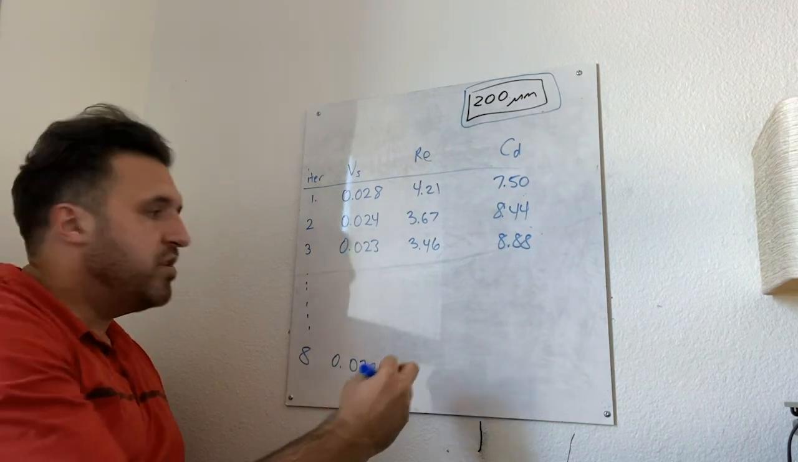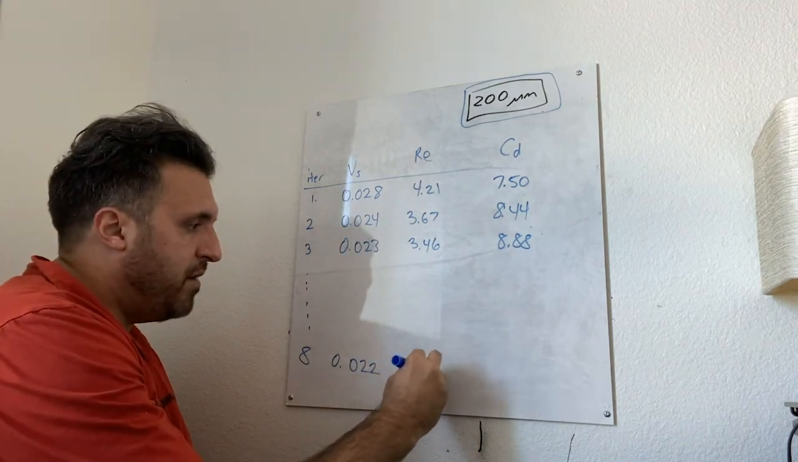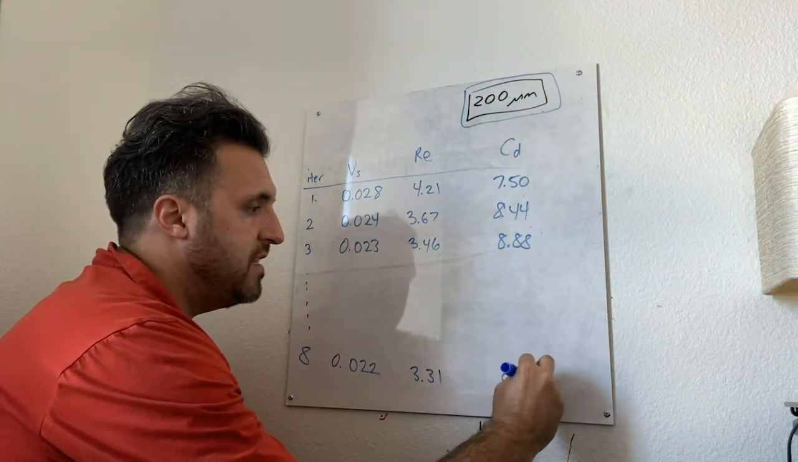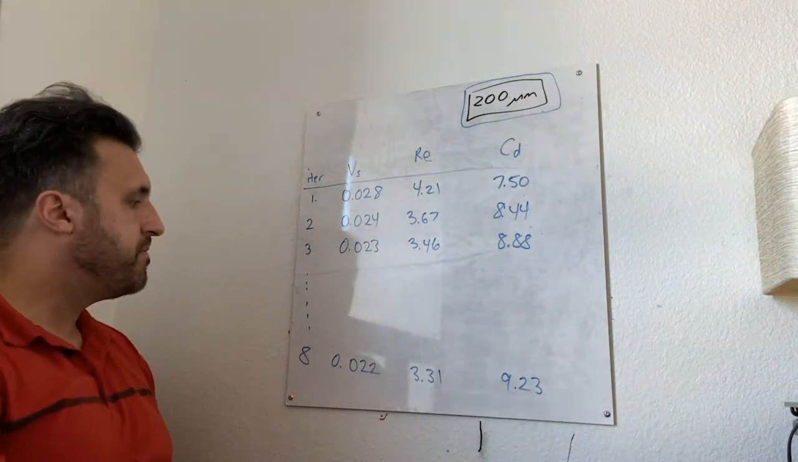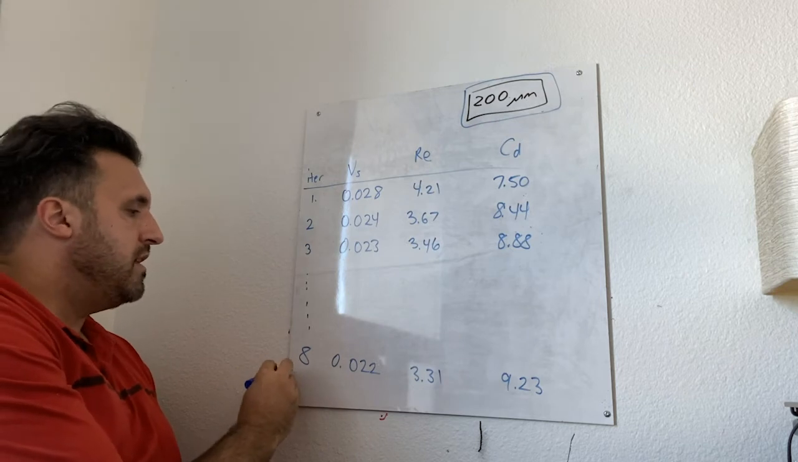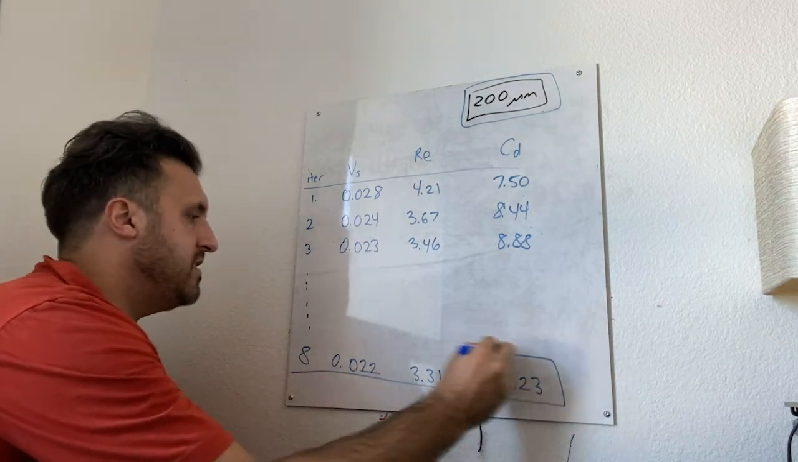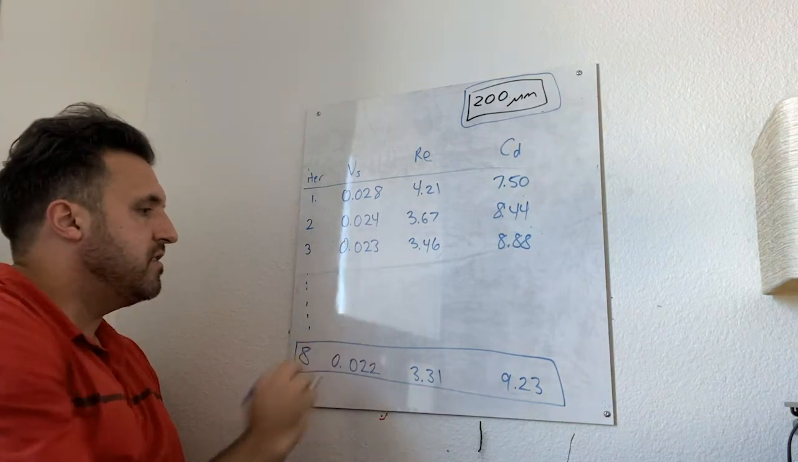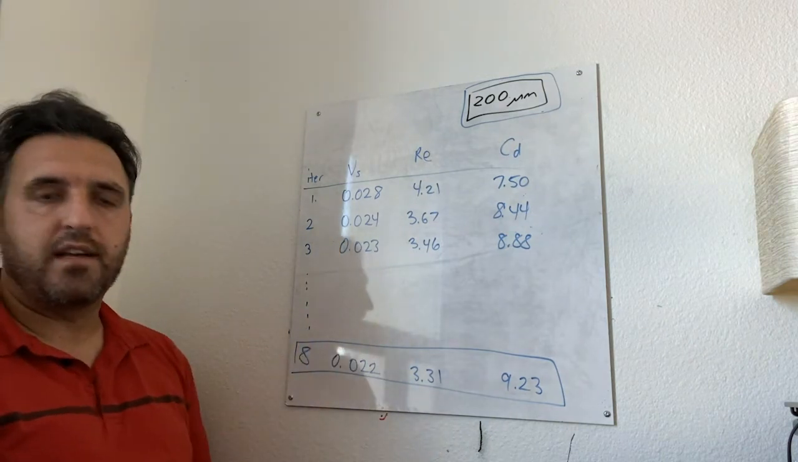The Reynolds number is staying constant at about 3.31, and the drag coefficient is staying constant at about 9.23. So at that point, when we see these numbers staying the same, we can stop, and this would be our final answer for settling velocity.